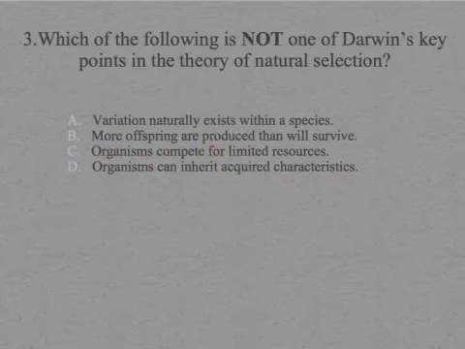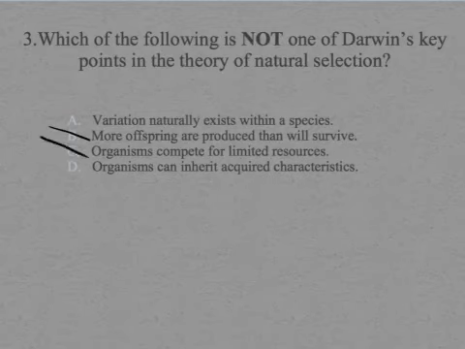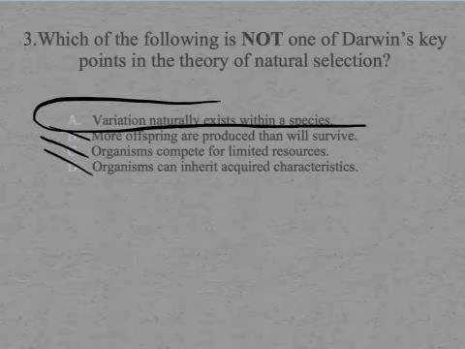Which of the following is not one of Darwin's key points in the theory of natural selection? A, variation naturally exists within a species. B, more offspring are produced than will survive. Well, that is one of his key theories, so let's cross B off. C, organisms compete for limited resources. That's the whole basis of natural selection. D, organisms can inherit acquired characteristics. There you go. So the correct answer is A, variation naturally exists within a species.